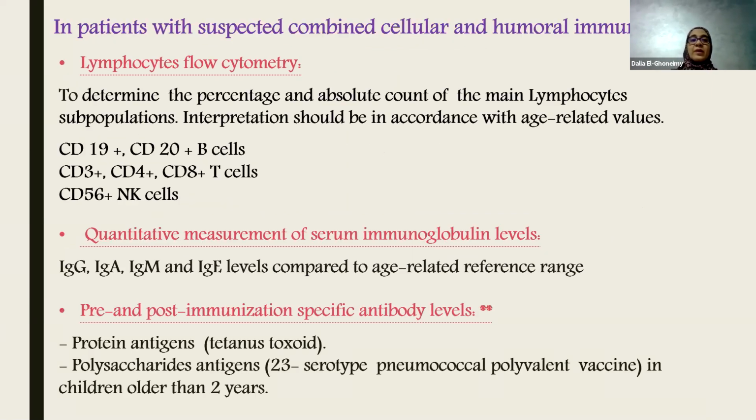So what's further? In patients with suspected combined cellular and humoral immune deficiency, meaning I have a patient having opportunistic infection or unusually severe infection, and going into his CBC, we found leukopenia. So the next step is lymphocyte flow cytometry, and every value should be interpreted according to the age-related values. We will do CD19 as a screening test, CD19, CD20 B cells, CD3, CD4 T helper, and CD8 cytotoxic T cells, and the natural killer cells CD56.